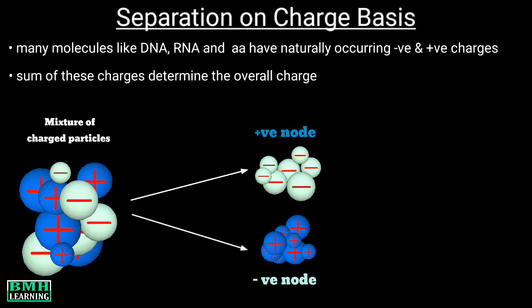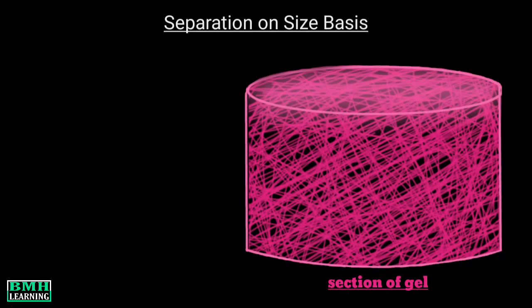But if you see clearly, both separated charged molecule groups have different sized particles. Some of the molecules are bigger in size, some of them are smaller, and many of the molecules are of intermediate size. What next? Now they would be separated on the basis of size. So the particles are going to move through the gel.